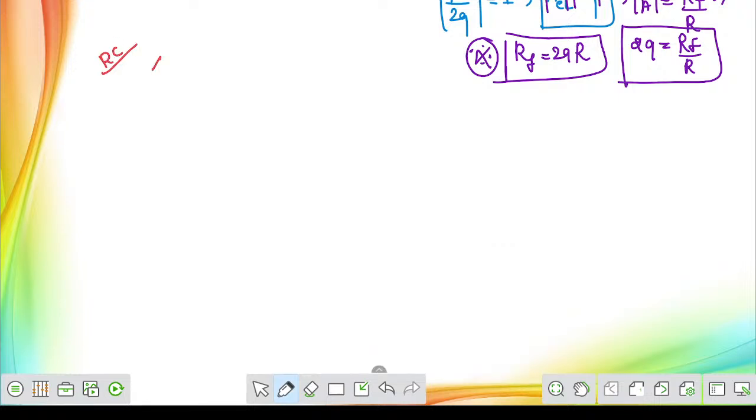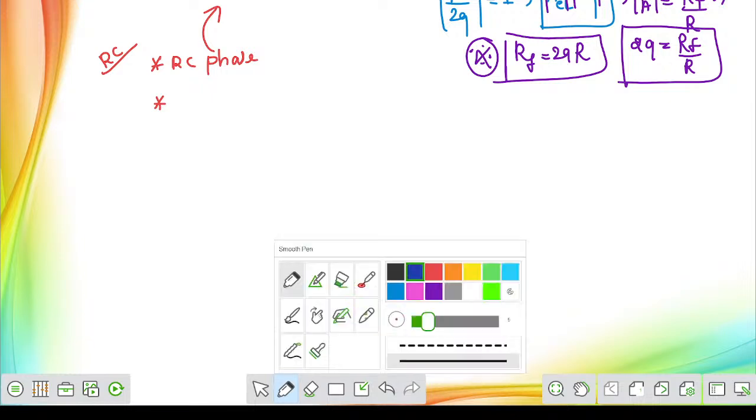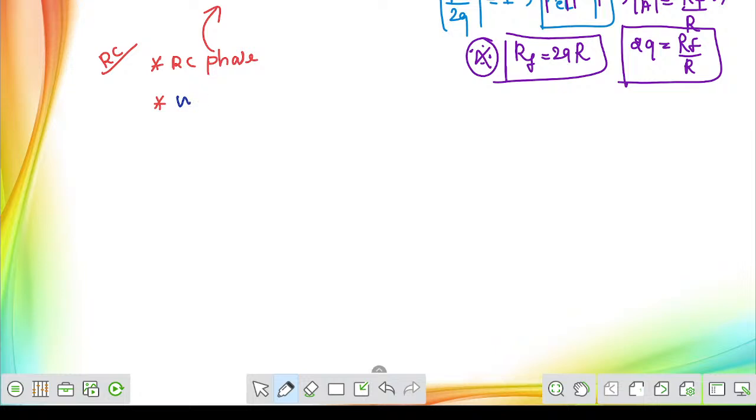Under RC oscillator circuits, the first one is the RC phase shift oscillator, which we discussed in the last topic. Under RC oscillators, now I am taking one more oscillator circuit, called the Wien bridge. That is also a type of RC oscillator. It will be clearly mentioned in the question whether they are using the Wien bridge or the RC phase shift oscillator. So the second most important point under operational amplifiers is the Wien bridge oscillator.